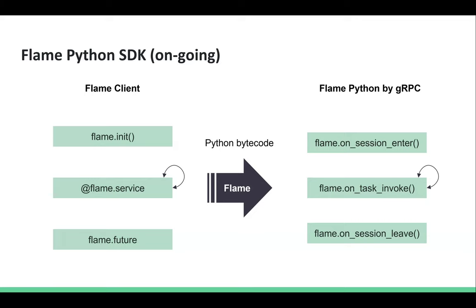The second one is we are going to have a Flame service. That means this function is a service. We are going to use this service to execute on invoke. And in Python, we plan to use the bytecode. That means we are going to transfer, for example, a function into bytecode, and on the service side, we will deserialize the bytecode and execute it.